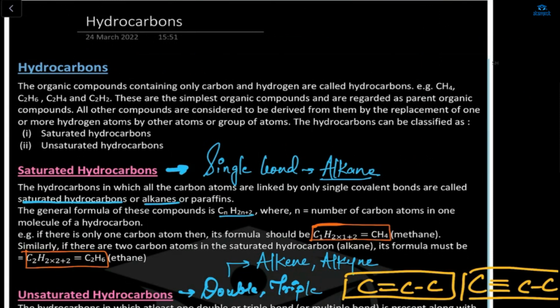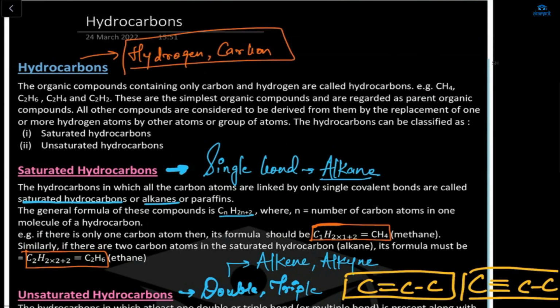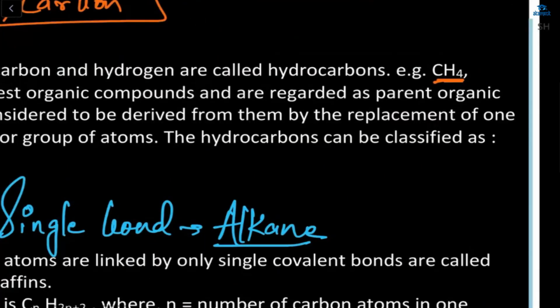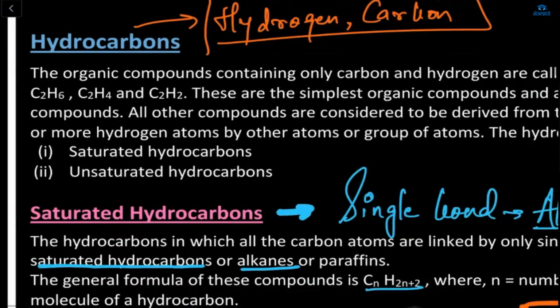Today we will be learning about the carbon and its compounds chapter of class 10th, and the topic is hydrocarbons. Hydrocarbons basically means two things: first your hydrogen, and the second is your carbon. These two things must be there in hydrocarbons. For example, CH4 is one carbon and four hydrogen, C2H6 is two carbon, six hydrogen, C2H4, C2H2. These are hydrocarbons, meaning hydrogen is included as well as carbon.